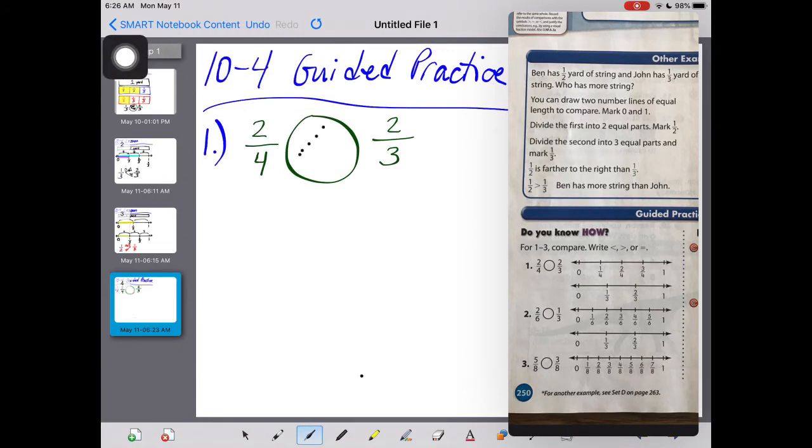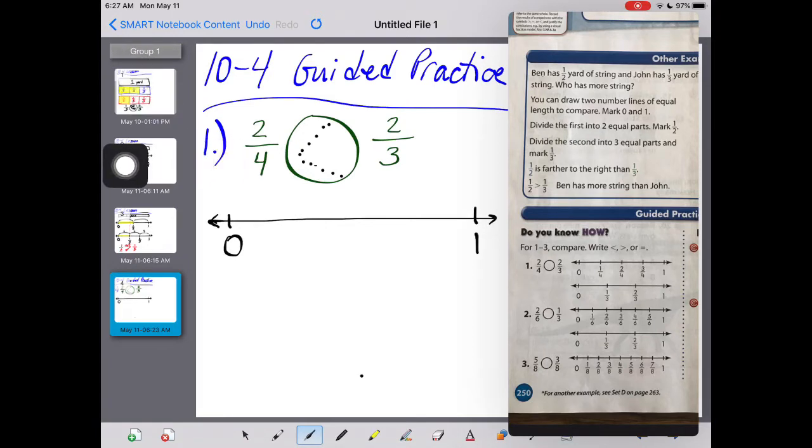So I'm going to say 2/4 is less than. So I'm going to do this. That's my prediction, okay? So let's draw it out. I want you to do the same thing. Draw out the number line for the first one, 0 to 1, and let's divide that up into fourths, okay? 4 equal pieces.